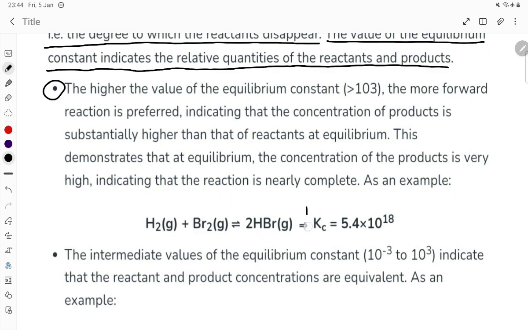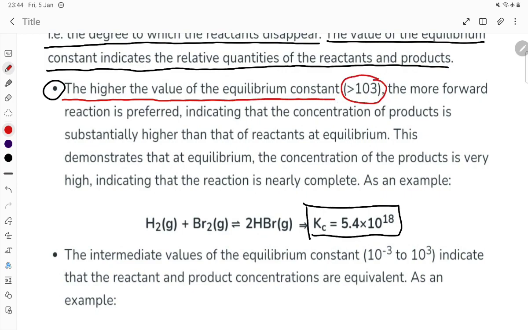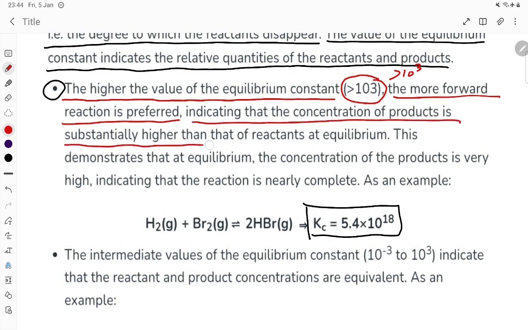First point, if the Kc value is too large, student, then mainly the product is dominant. Let us read this slide. The higher the value of the equilibrium constant, more than 10 power 3, the more the forward reaction is preferred, indicating that the concentration of product is substantially higher than the reactant at equilibrium.